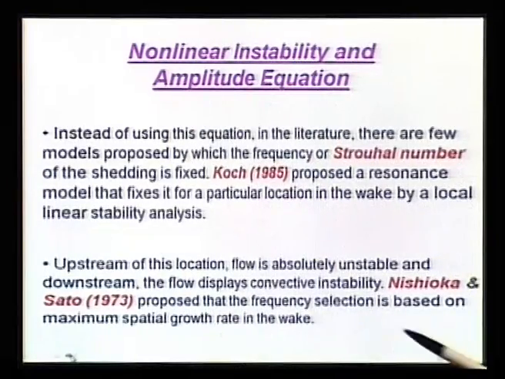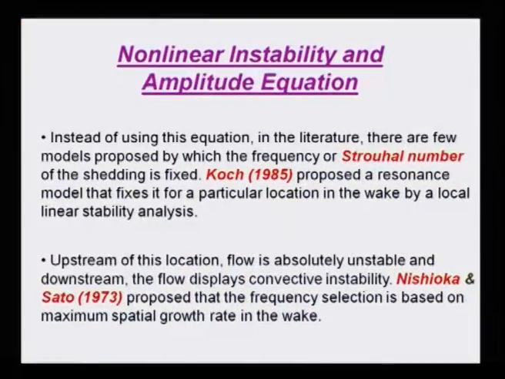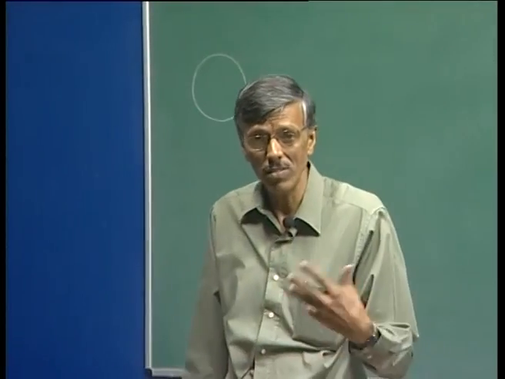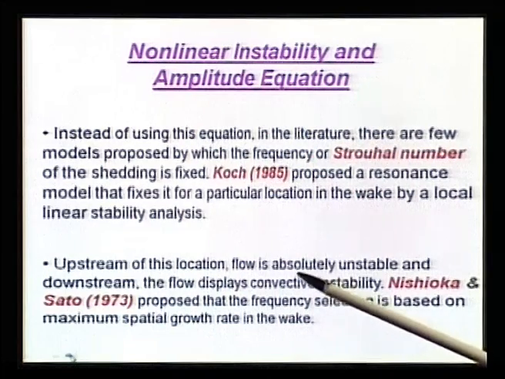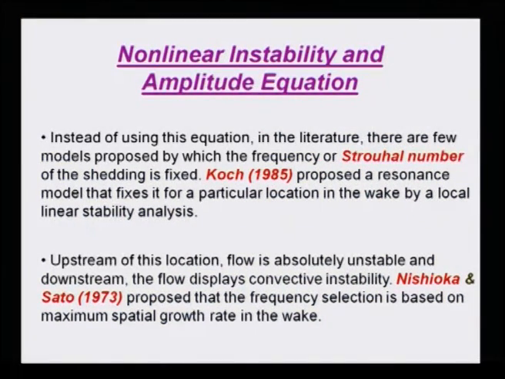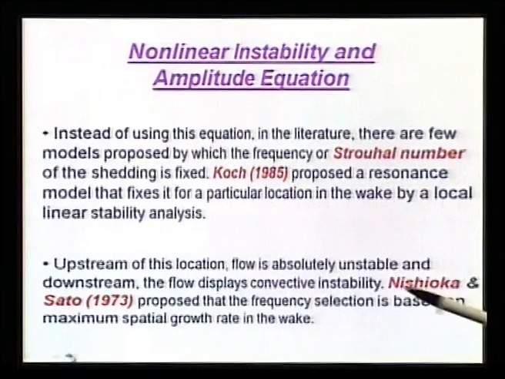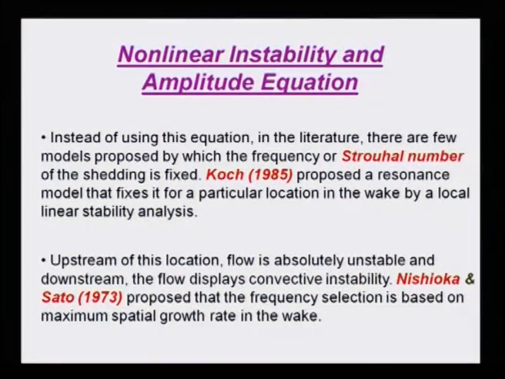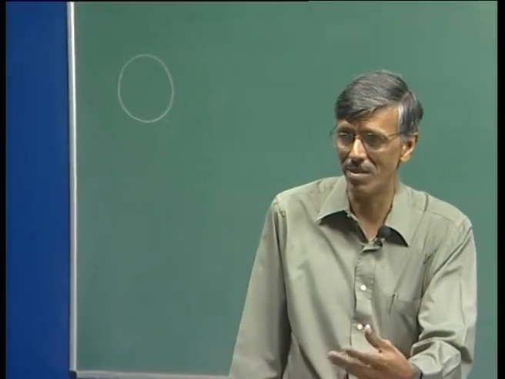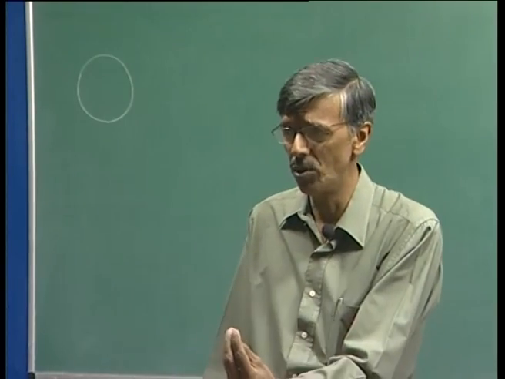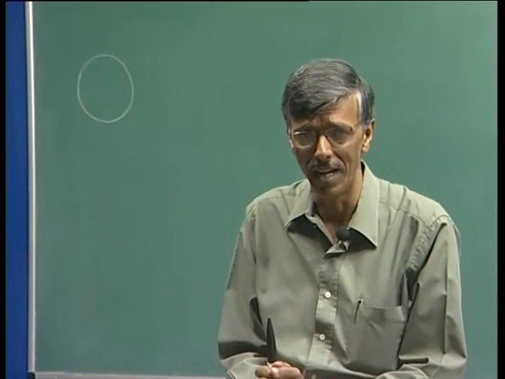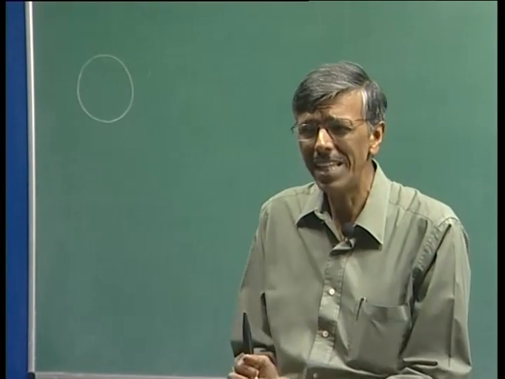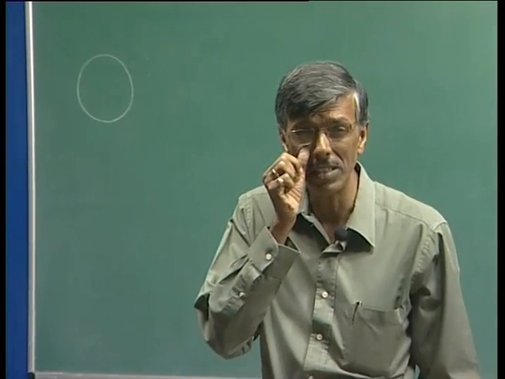Note that earlier Nishioka and Sato also came to a similar point of view. They say that if you are looking at this particular location, flow is absolutely unstable. What is absolute instability? Absolute instability here is something like you are located at a fixed location and the disturbances are growing in all directions. That is something like your temporal instability also.